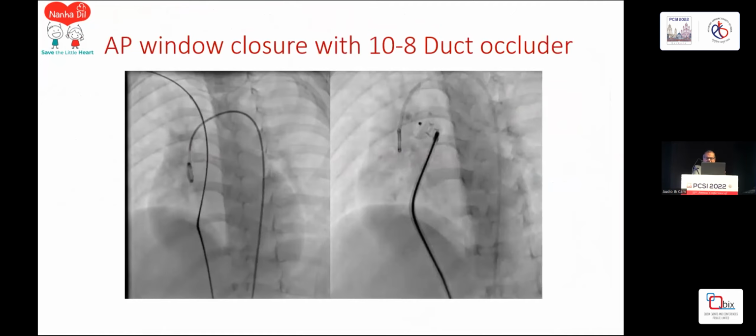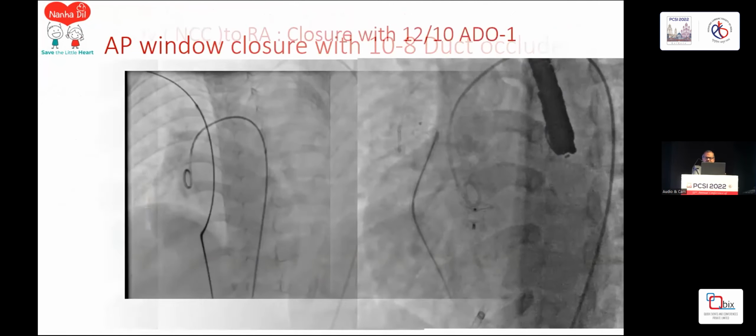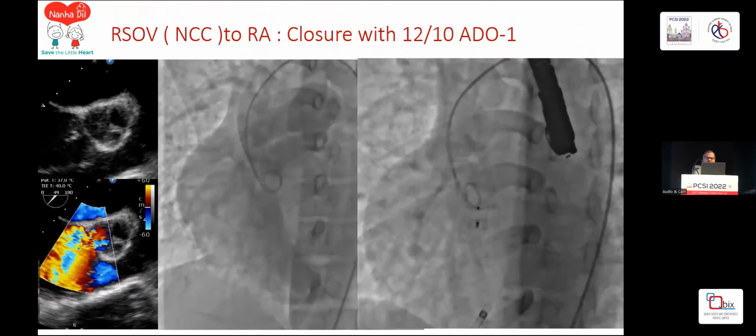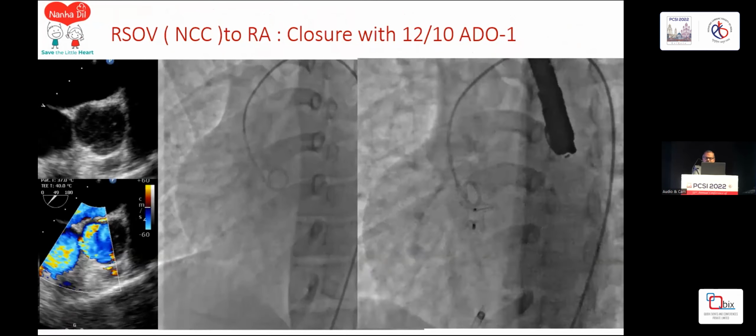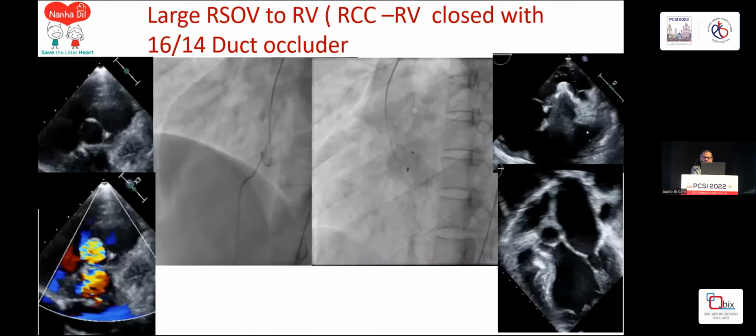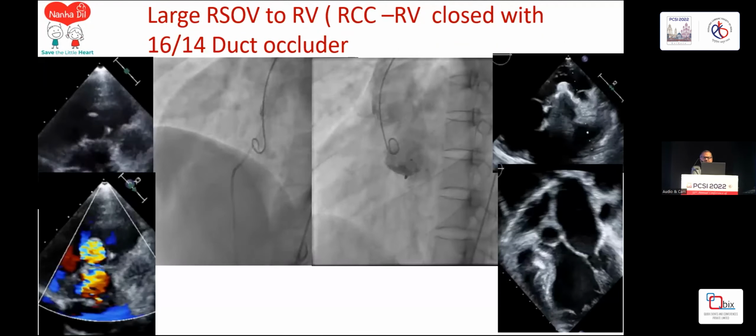So I have already shown multiple examples. This is one example where RSOV to the RA was closed from the non-coronary sinus. The second was a large one from RSOV to RV, closed with a large duct occluder.